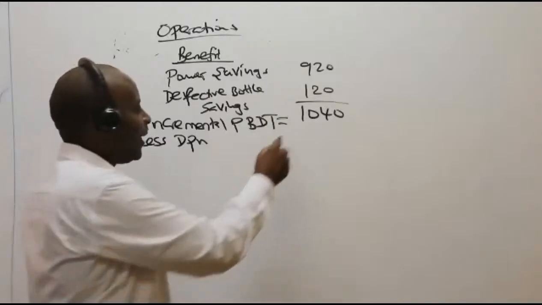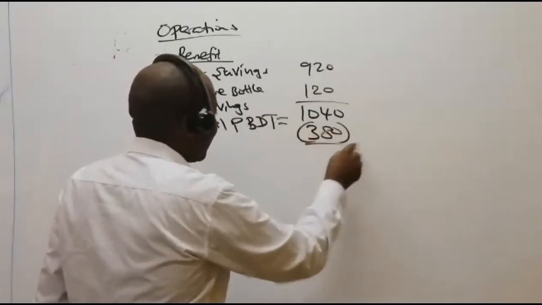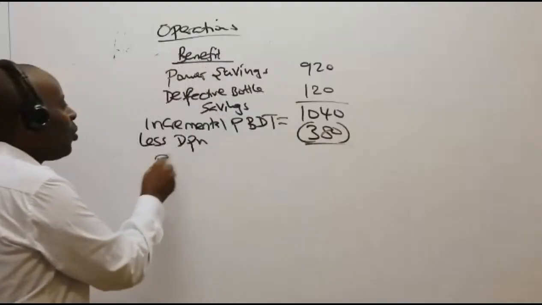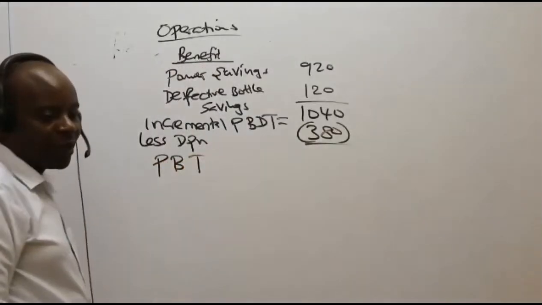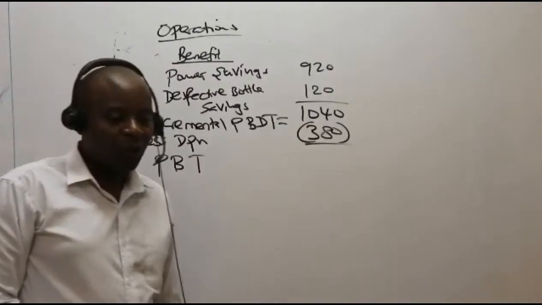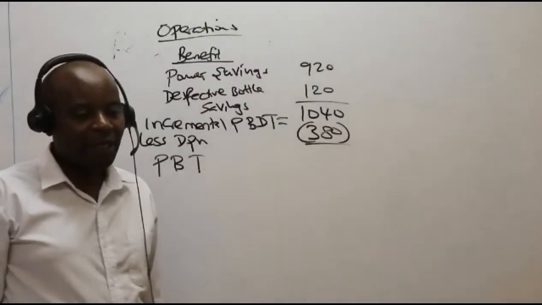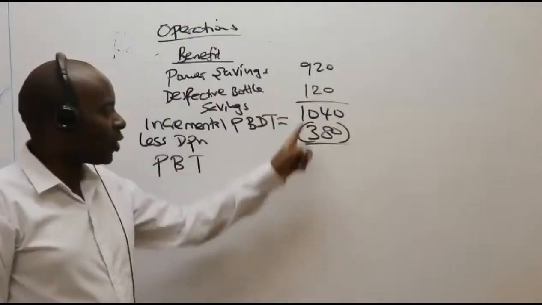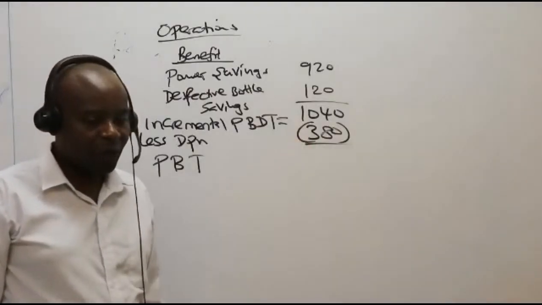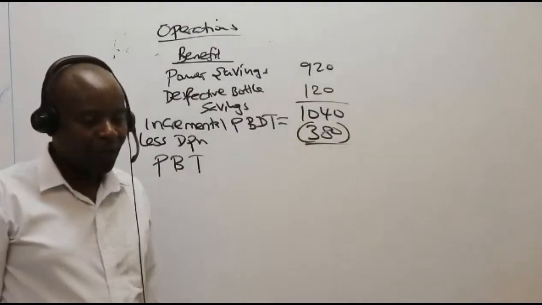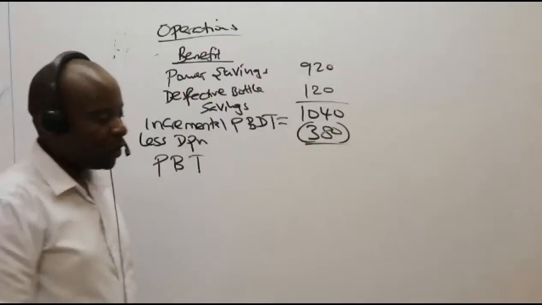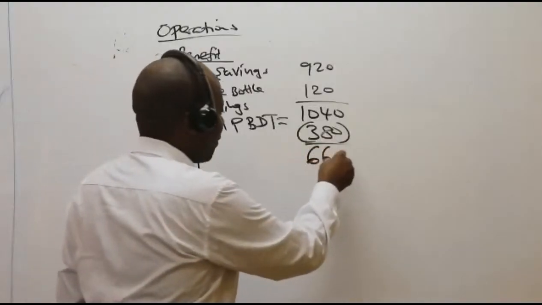380, they're telling me. 380. So please subtract this so you can give me what we call profit before tax. Profit before taxation. So profit before tax, this minus this, please give me a figure. They are giving me a figure of 660.